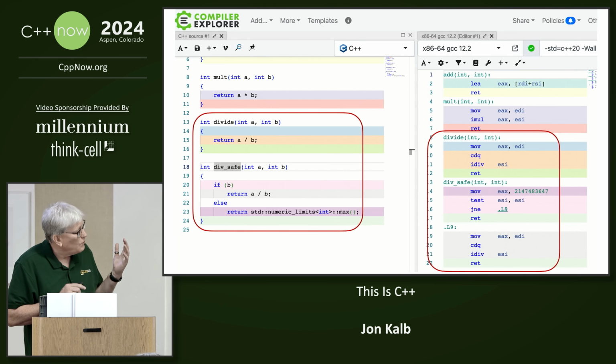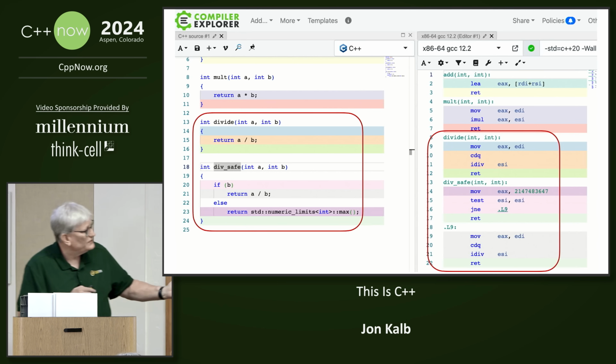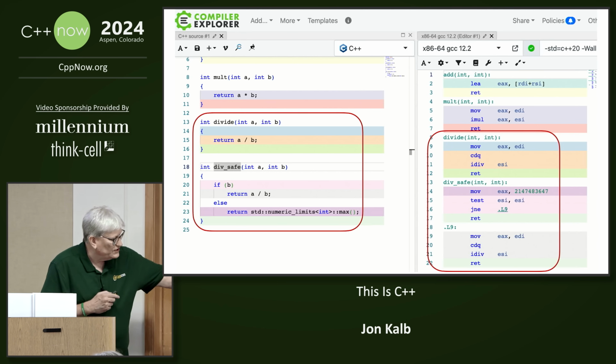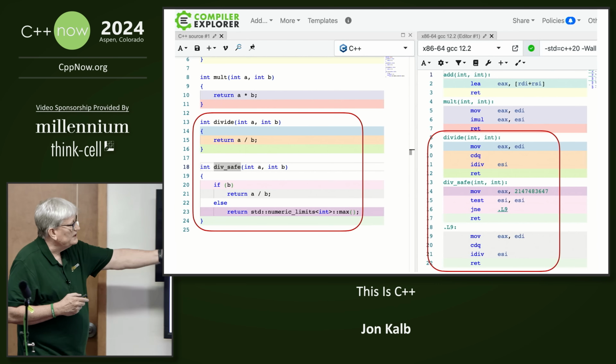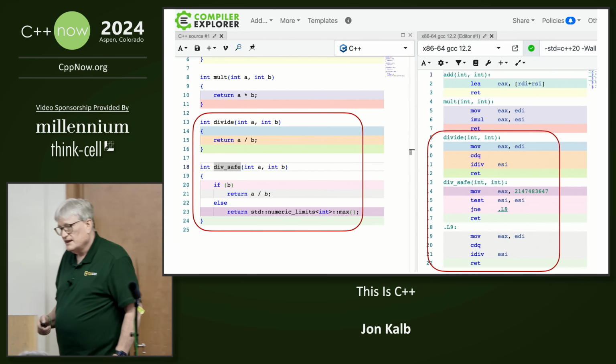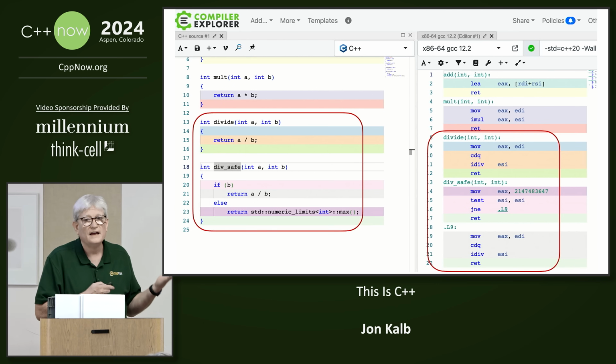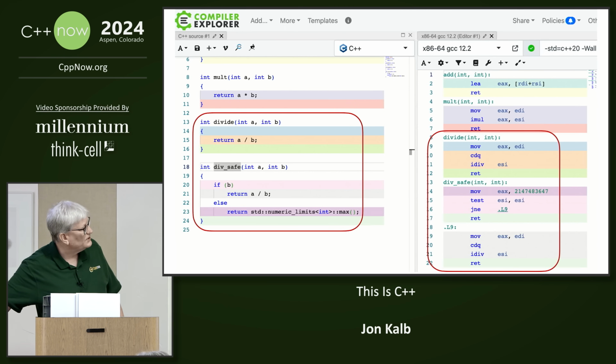So why is it that we take this choice of using the divide that has the single instruction instead of the divide that would be safer? Why do we do that? Because this is C++.